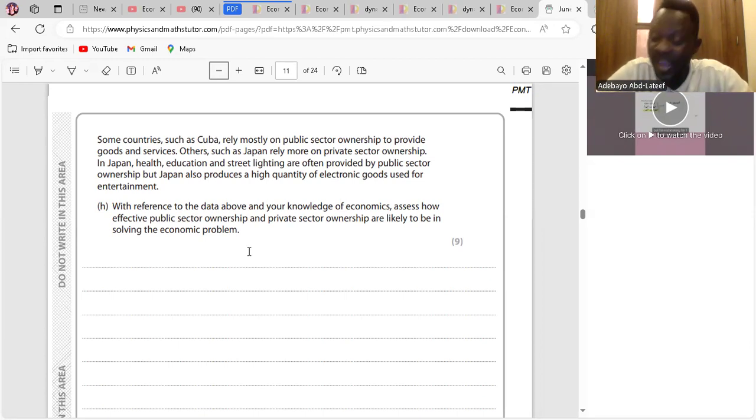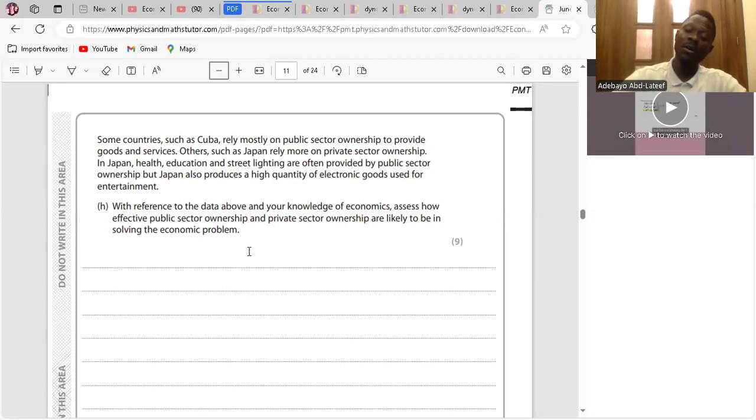You get the point? However, the private sector ownership, which can be through the sole trader, the partnership, or company, allocates resources by private individuals or firms. Countries like Japan, according to the case study, which produces electronic goods, may be more efficient due to the objective of the private sector, which is profit maximization. So these resources are scarce. We need efficiency. We don't want to waste resources, right?